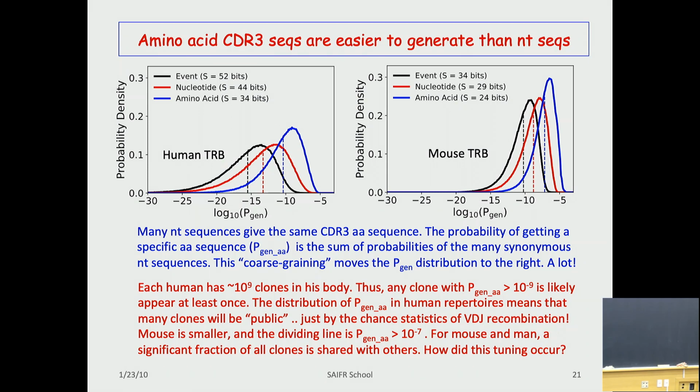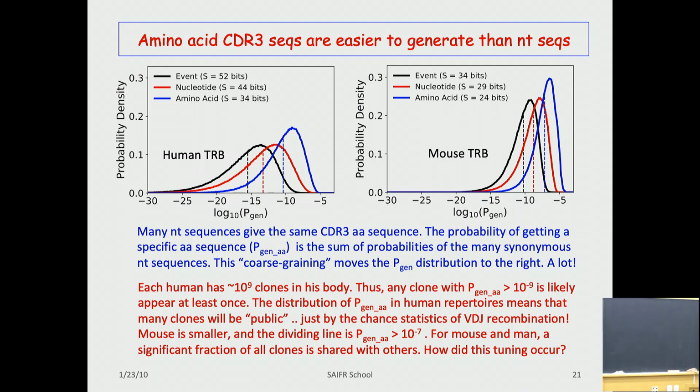I call this a coarse graining. And this coarse graining, namely putting a lot of initially different things into the same category, all right? So we put many, many different nucleotide sequences into the same pot where they all correspond to the same amino acid sequence. And that causes the probability distribution to shift rather impressively to the right. I mean, the mean has gone up by something like a factor of 1,000. Not bad. All right.